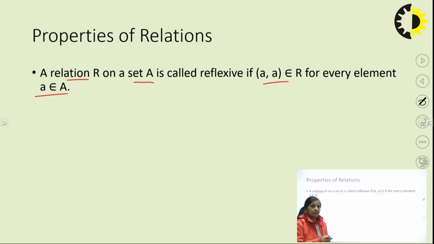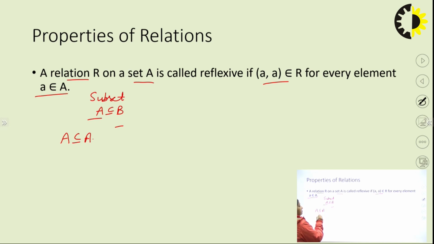Let us understand this property with the help of an example. I am taking firstly the example of subset. My set is a set of sets and my relation is subset. What is subset? A is a subset of B when all the elements of A are present in B also. Now, talking about reflexivity, if I consider any set, we know that every set is a subset of itself. So it is a reflexive relation.